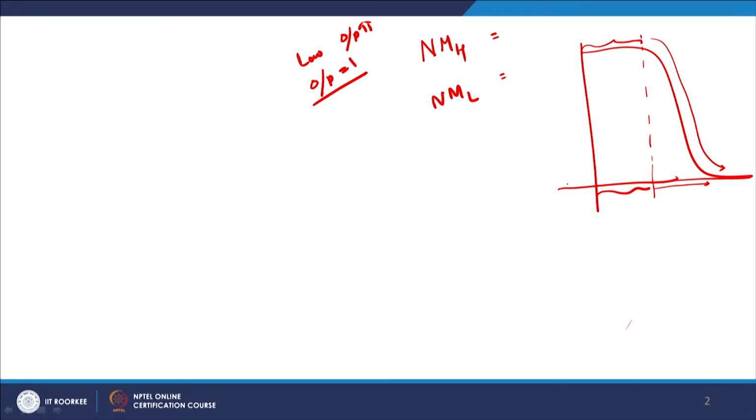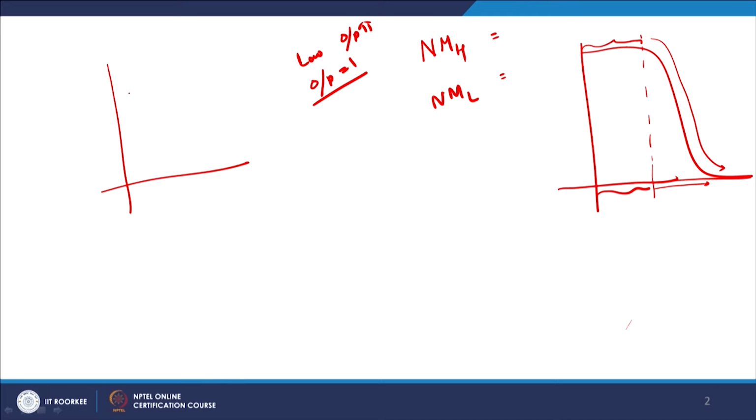So, the high noise margin is defined as the maximum noise voltage on the input side which can be given so that my output does not change from 1 to 0. Therefore, the higher the value of NMH, or high noise margin, the better the design is.